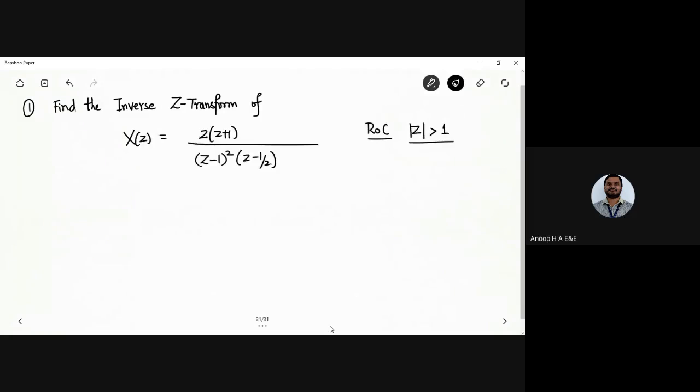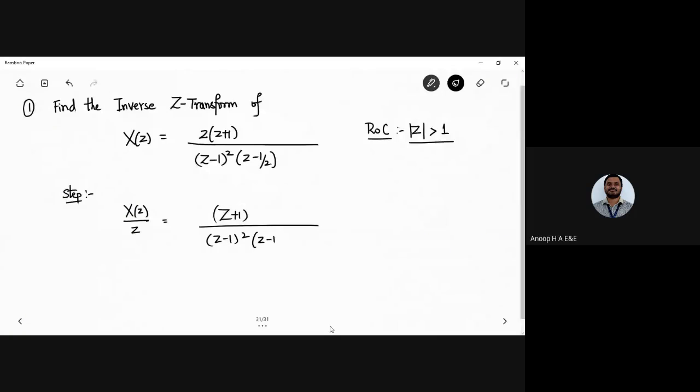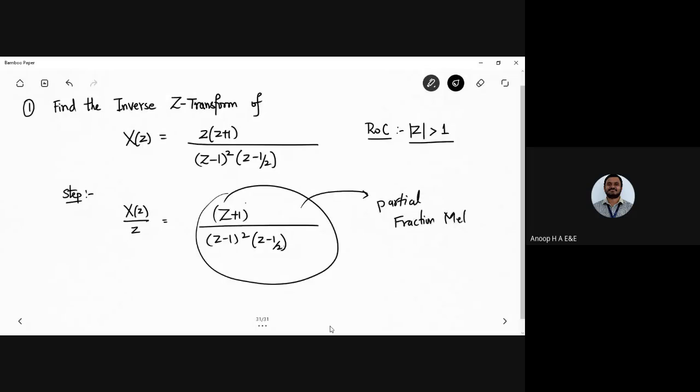So the stepwise solution, how we approach it: X of Z divided by Z would be equal to Z plus 1 divided by Z minus 1 the whole square into Z minus 1 by 2. I need to express this in terms of the partial fraction method. It is quite simple to express it this way, but one thing you have to see is that we have a repeated root here.